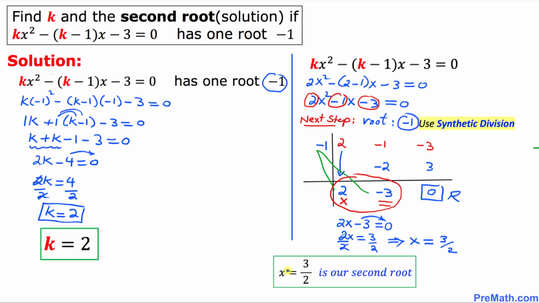So thus our final answer is k equal to 2 and our second root is 3/2.